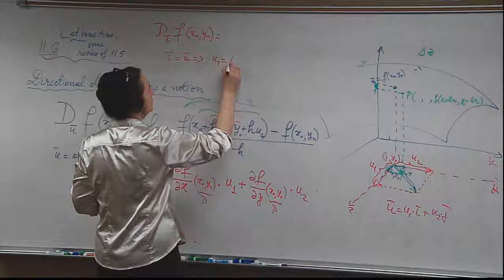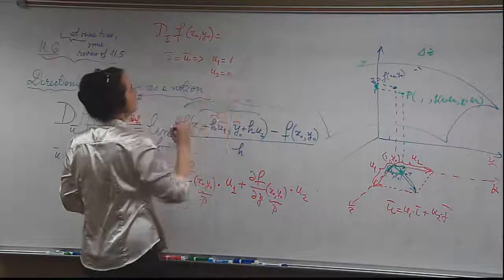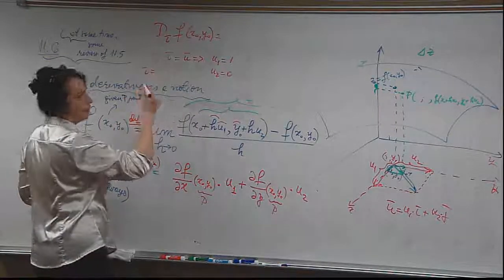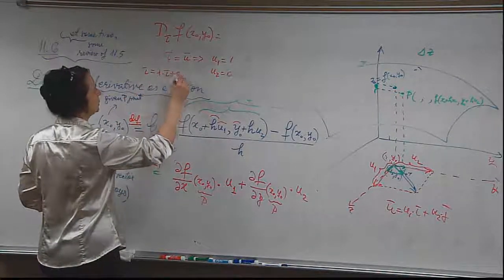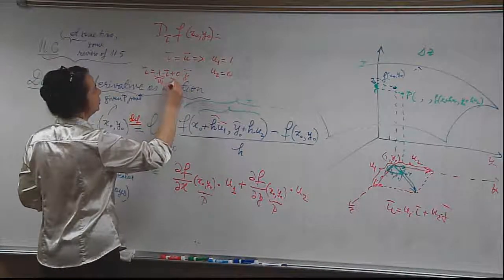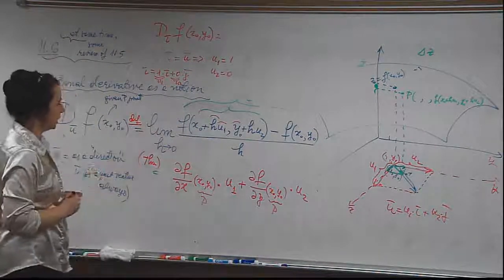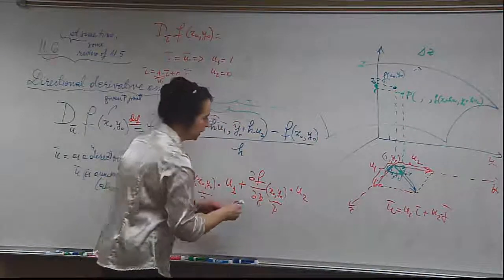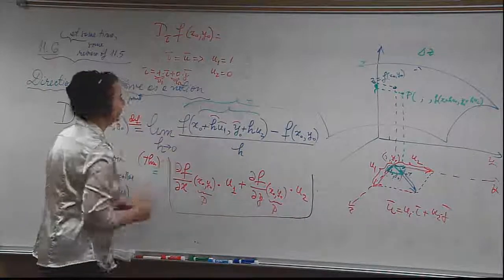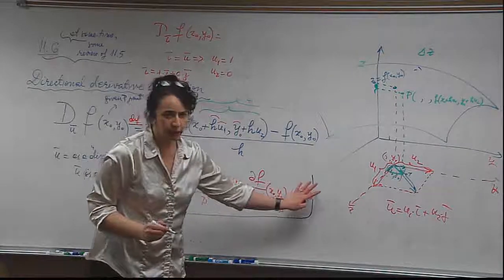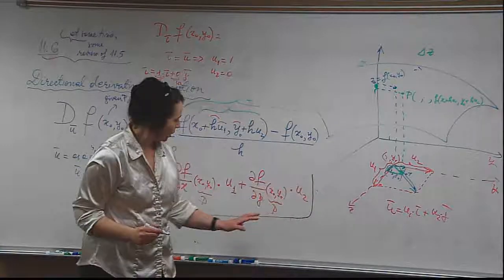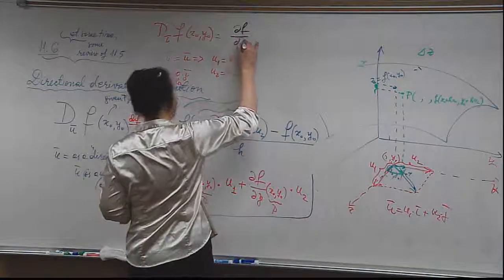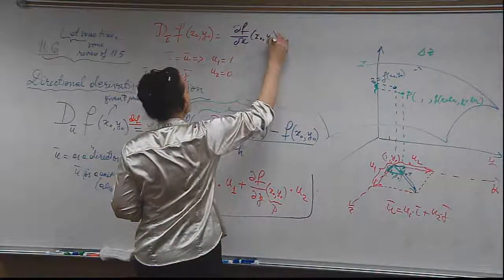u1 is 1, u2 is 0, right? Because when we write i as a function of i and j, that's 1 times i plus 0 times j. So u1 is 1, u2 is 0. According to this difference quotient, or the simpler way to define it from the theorem, the second term simply vanishes. u1 will be 1, and what I'm left with is df/dx. And that's exactly what Alex noticed.